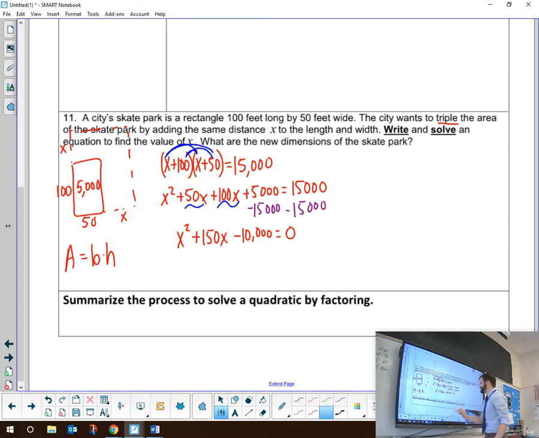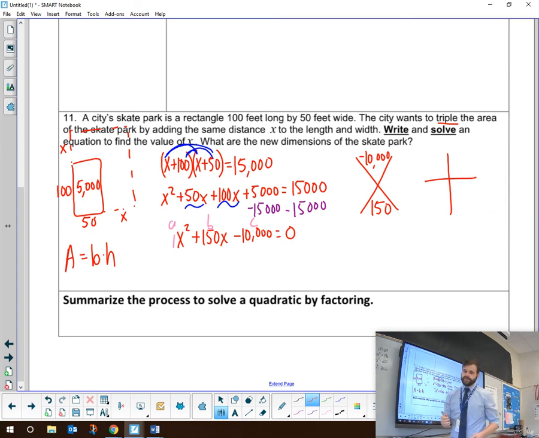And so now we do this is my A, B, C, do my x and my plus. On top of my x, we'll have a negative 10,000. On the bottom of my x, I'll have a 150. Okay? So we're thinking of two numbers that multiply to equal negative 10,000 and add to equal 150. And what we're going to get is 200 and negative 50. So once we plug in here, we're going to get x minus 50, x plus 200.